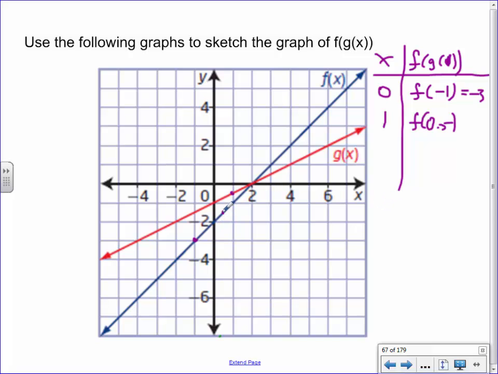Well, 0.5 is right here. I believe it's actually negative 1.5 because this is going up by 2s, hey? See how 0.5 would be right here vertically? I'm not drawing it in a straight line. I believe the y value here is at negative 1.5.